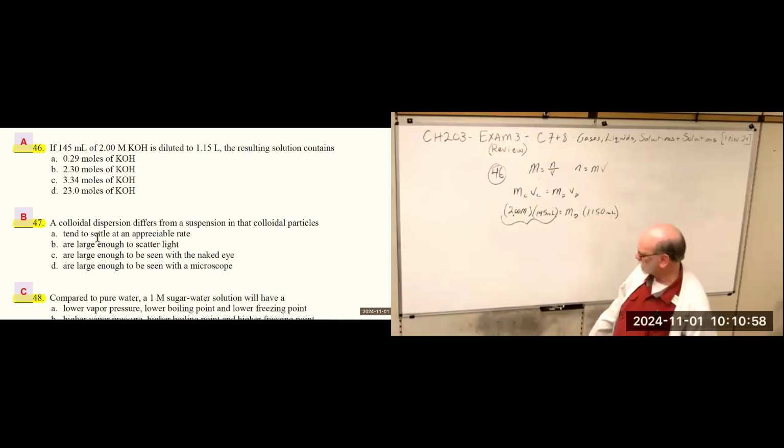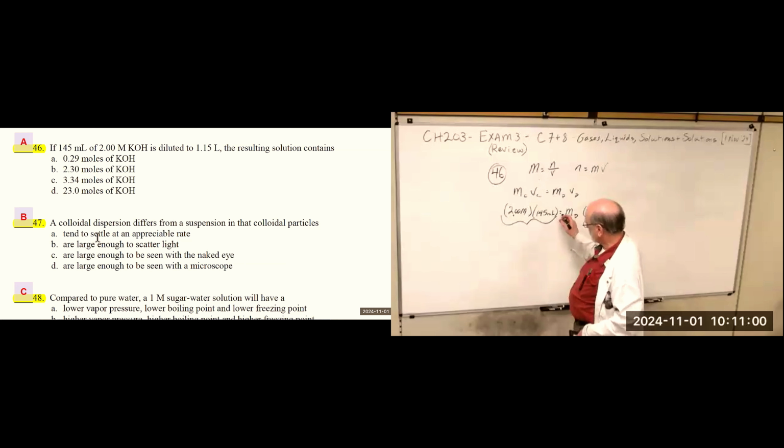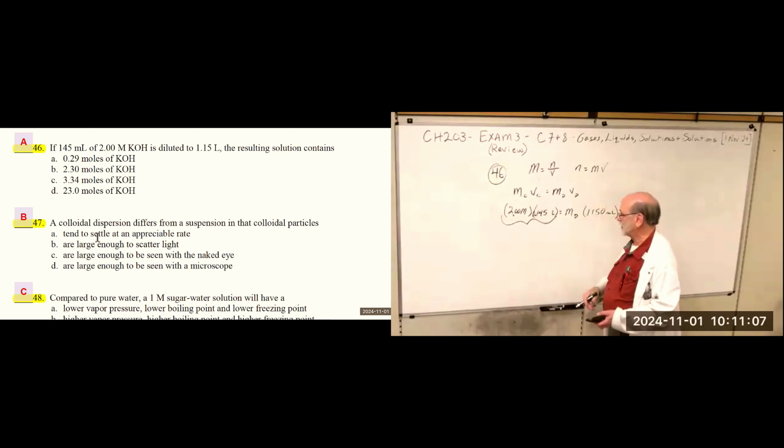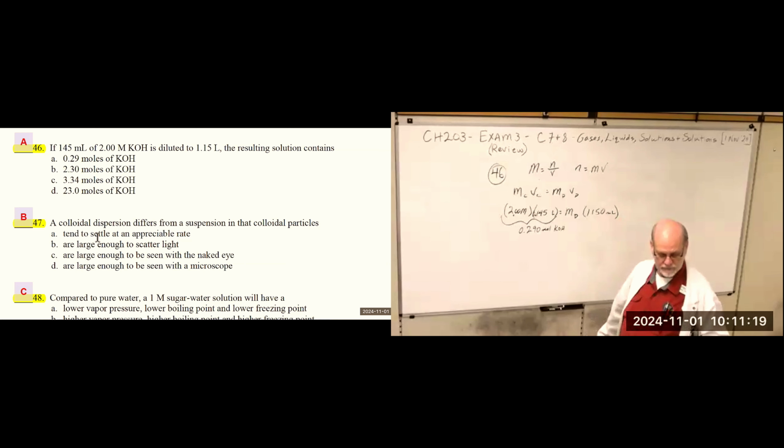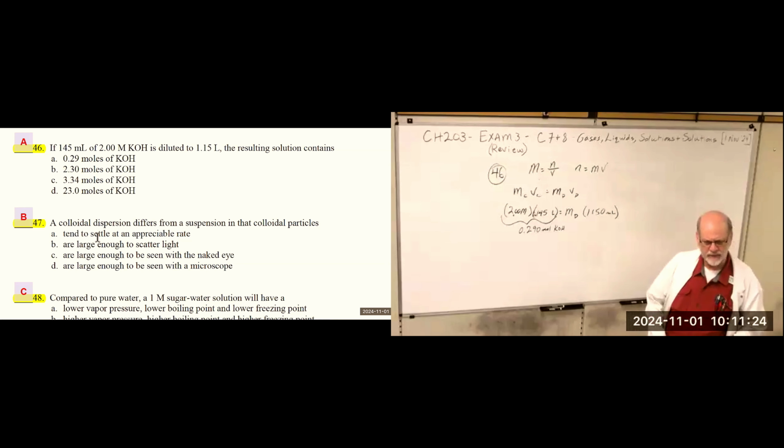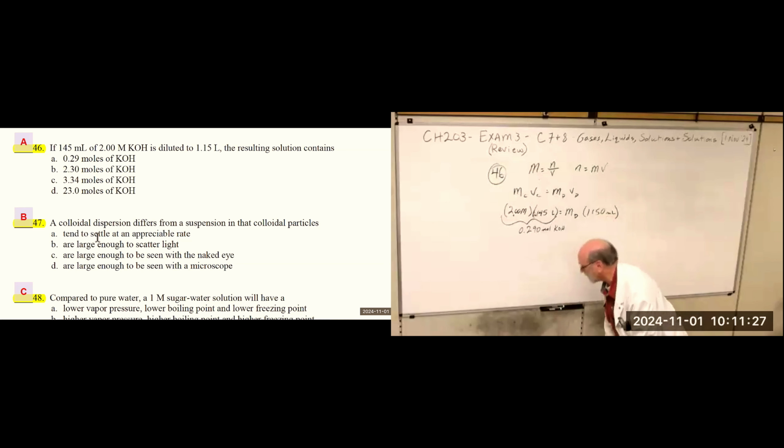But the answer is in moles. So in order to get, this is going to give us millimoles, right? So if we use 0.145 times 2, then we get 0.290 mole of KOH, right? I was making it harder than it needed to be. We could do that, but that wasn't the question. That was the question.